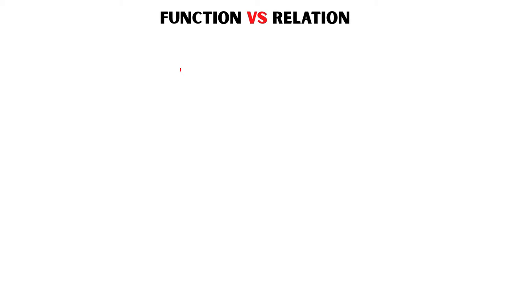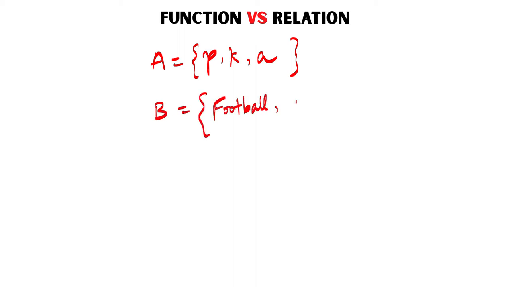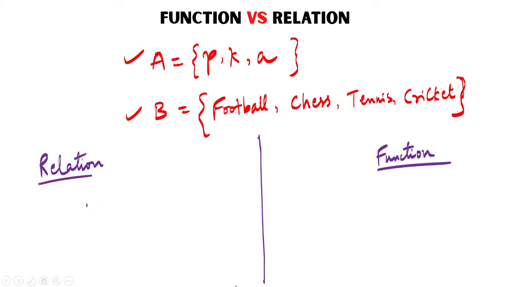Let me take an example to explain the difference between these two. So I have a set A, okay? Let us name the set as A, and I have elements P, K and A. So P, K and A are persons, and I have one more set in which there is football, chess, tennis and cricket, right? So this is set A and this is set B. These are the elements.